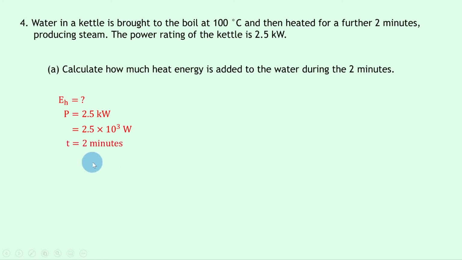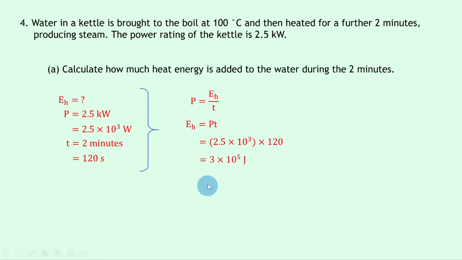And the time is 2 minutes, but we need to change this into seconds, so we have 2 times 60 is 120 seconds. So writing down our equation relating E, P and T, we have P equals EH over T. Rearranging for the heat energy EH, we have EH equals P times T. And substituting in the numbers now, we have 2.5 times 10 to the 3 times 120, which gives us a value for the heat energy of 3 times 10 to the 5 joules.